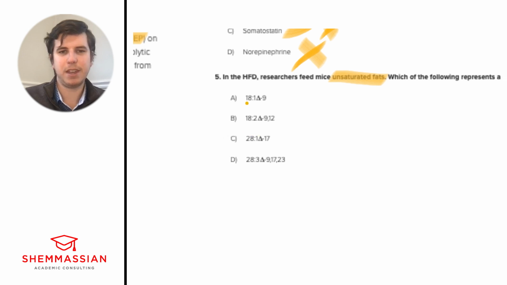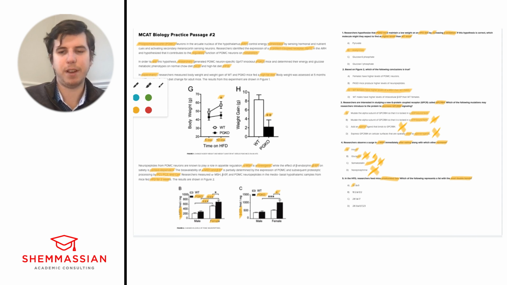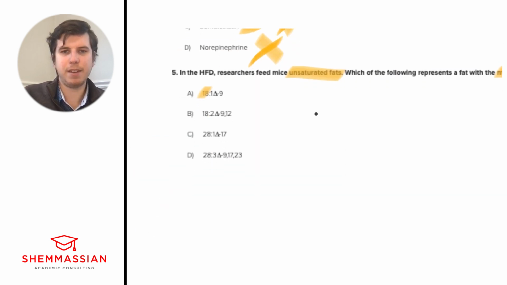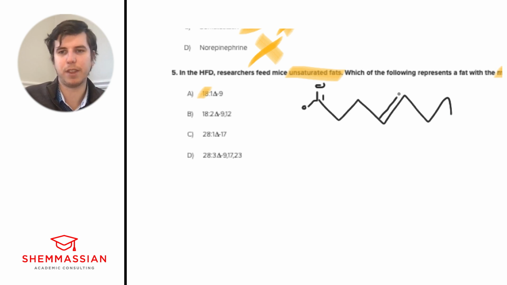So 18:1, delta 9. Let's break down what this means. 18 is going to be our number of carbons. I'm going to grab my pen and draw out a fat here. We have the head of our fat over here, it might be a carboxylic acid or something like that. And then we have a chain of carbons like this. If we're unsaturated, one of these is going to be a double bond, at least one, and maybe more. 18 tells us how many carbons we have, 1, 2, 3, all the way down to 18.